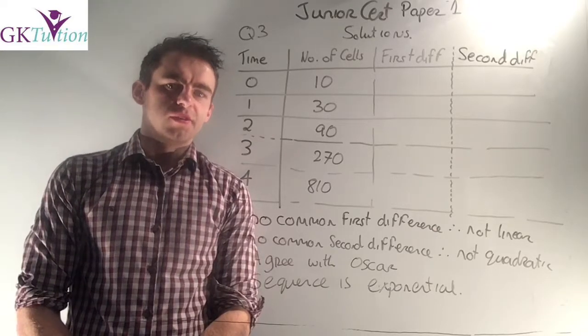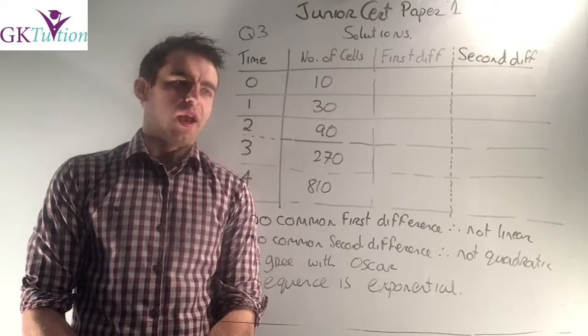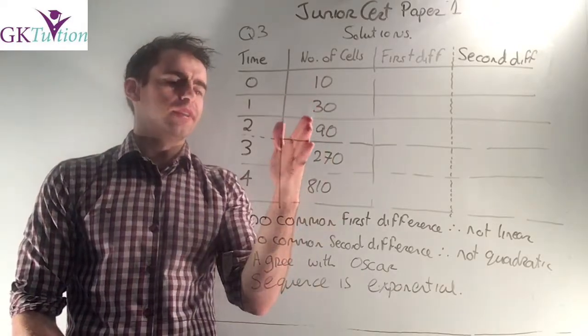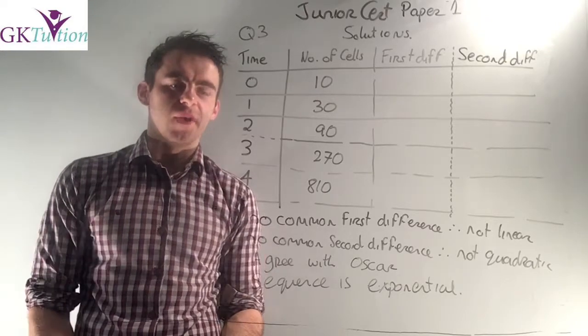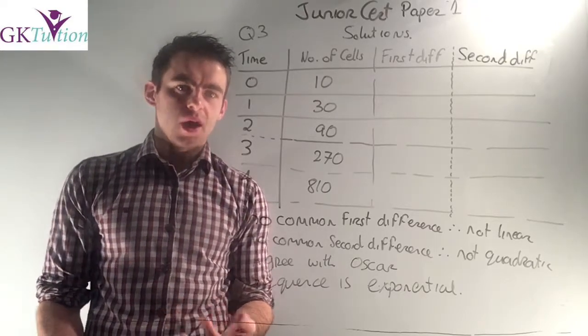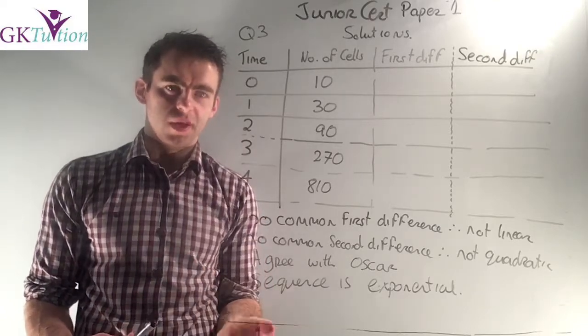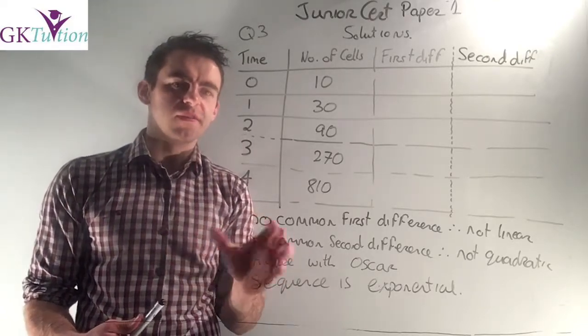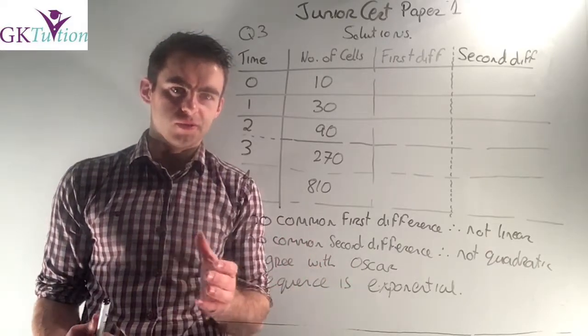Okay, so for question 3, we're talking about the growth of bacterial cells. And we're given the number of bacterial cells every hour for 4 hours. And we need to identify what kind of a pattern it is. Oscar says that it's not linear, that it's not quadratic, and so it must be exponential. We need to verify what Oscar is saying. We need to investigate if he's right or if he's wrong.